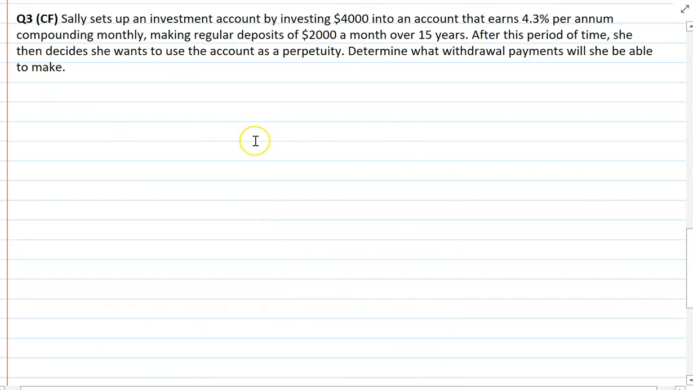Last question is a complex familiar. So there's going to be a couple of steps in this one. Sally sets up an investment account by investing $4,000 into an account that earns 4.3% per annum compounding monthly, and she makes regular deposits of $2,000 a month over 15 years. After this period of time, she then decides she wants to use the account as a perpetuity. Determine what withdrawal payment she will be able to make.